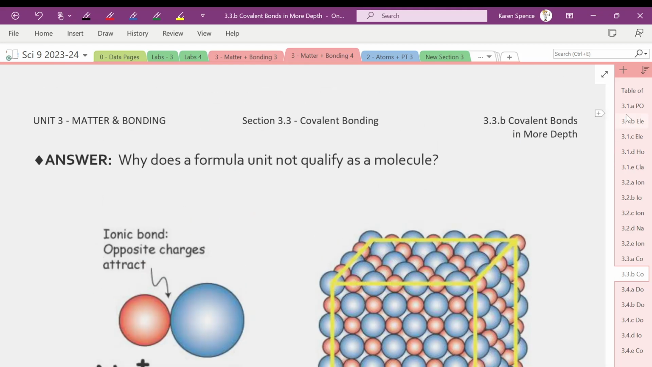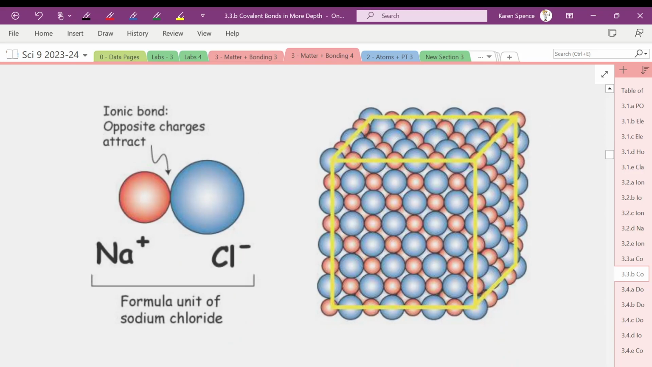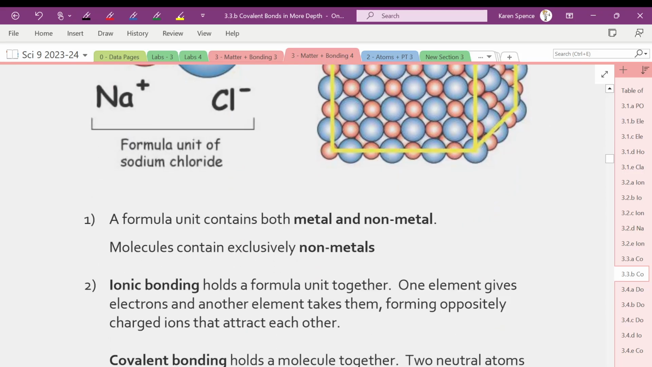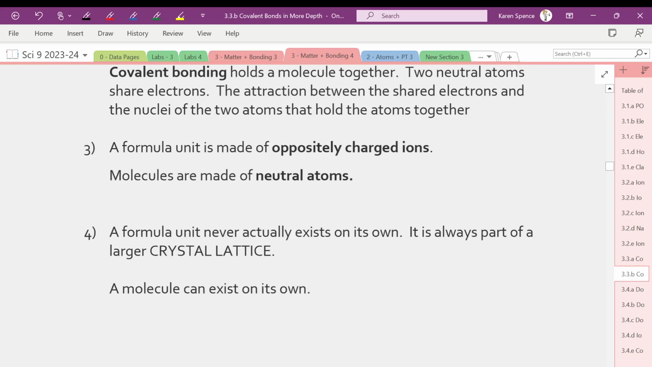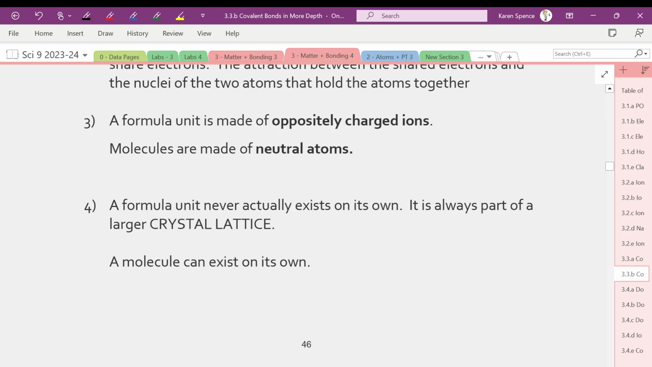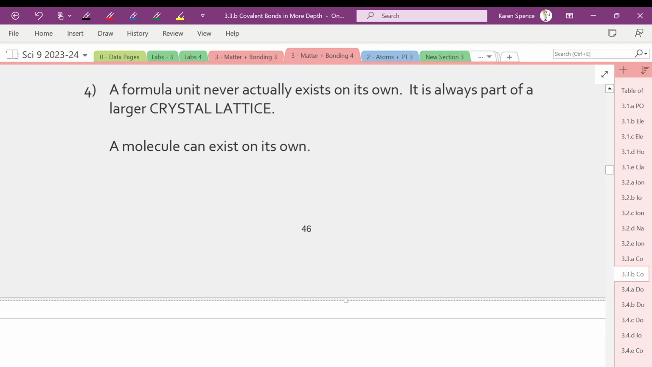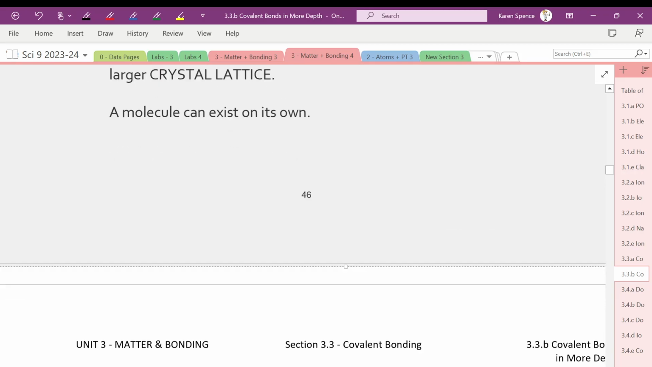Why does a formula unit not qualify as a molecule? Because it's made of ions, it contains metal and non-metal, it has ionic bonding, it's made of oppositely charged ions, not neutral molecules, and a formula unit never exists on its own. A molecule can exist on its own. All right.